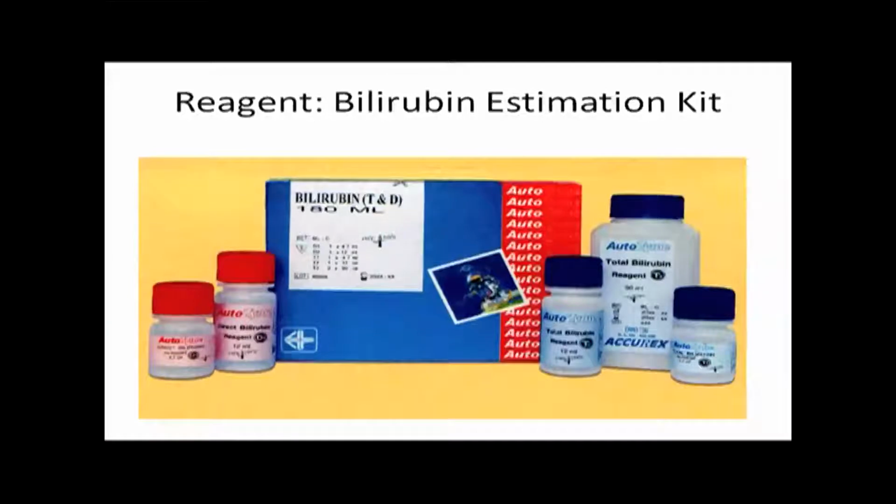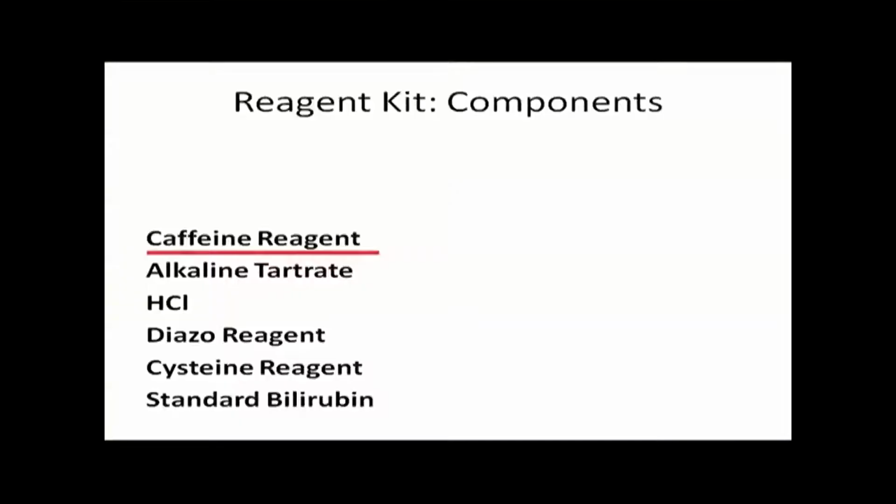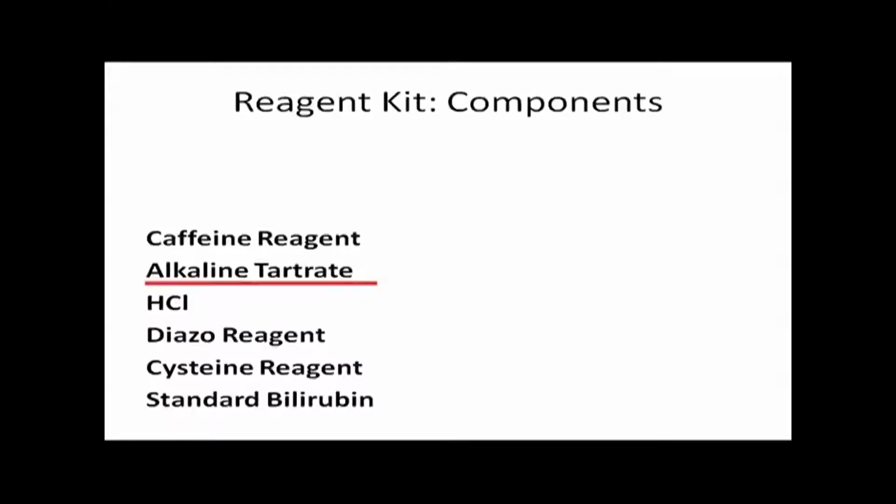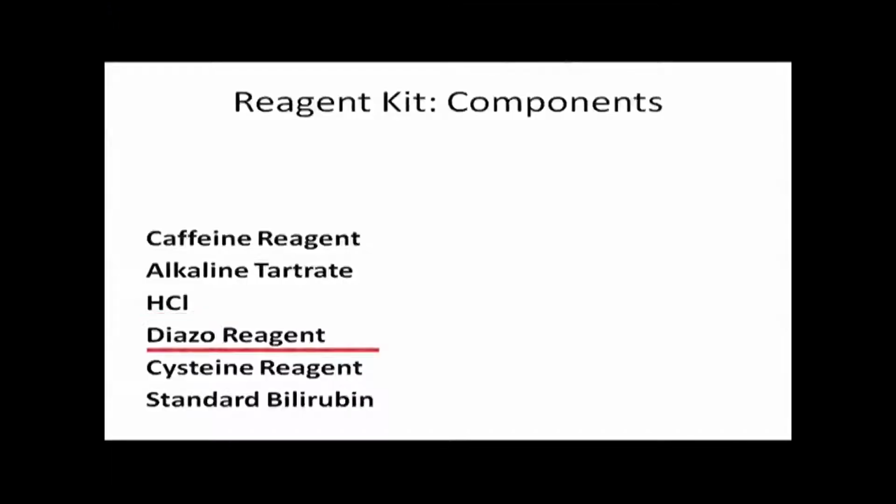This is the bilirubin estimation kit which will be used as the reagents. It includes caffeine reagent. Caffeine reagent means it has caffeine, sodium benzoate as well as sodium acetate. Alkaline tartarate, sodium potassium tartarate, makes the alkaline medium. 0.05 normal HCl. Actually the alkaline tartarate and HCl are not given by the kit, that will be made by the laboratory itself. Diazo reagent, where we can find the presence of diazotized sulfanilic acid. It will be mixed with the HCl. Cysteine reagent and standard bilirubin.